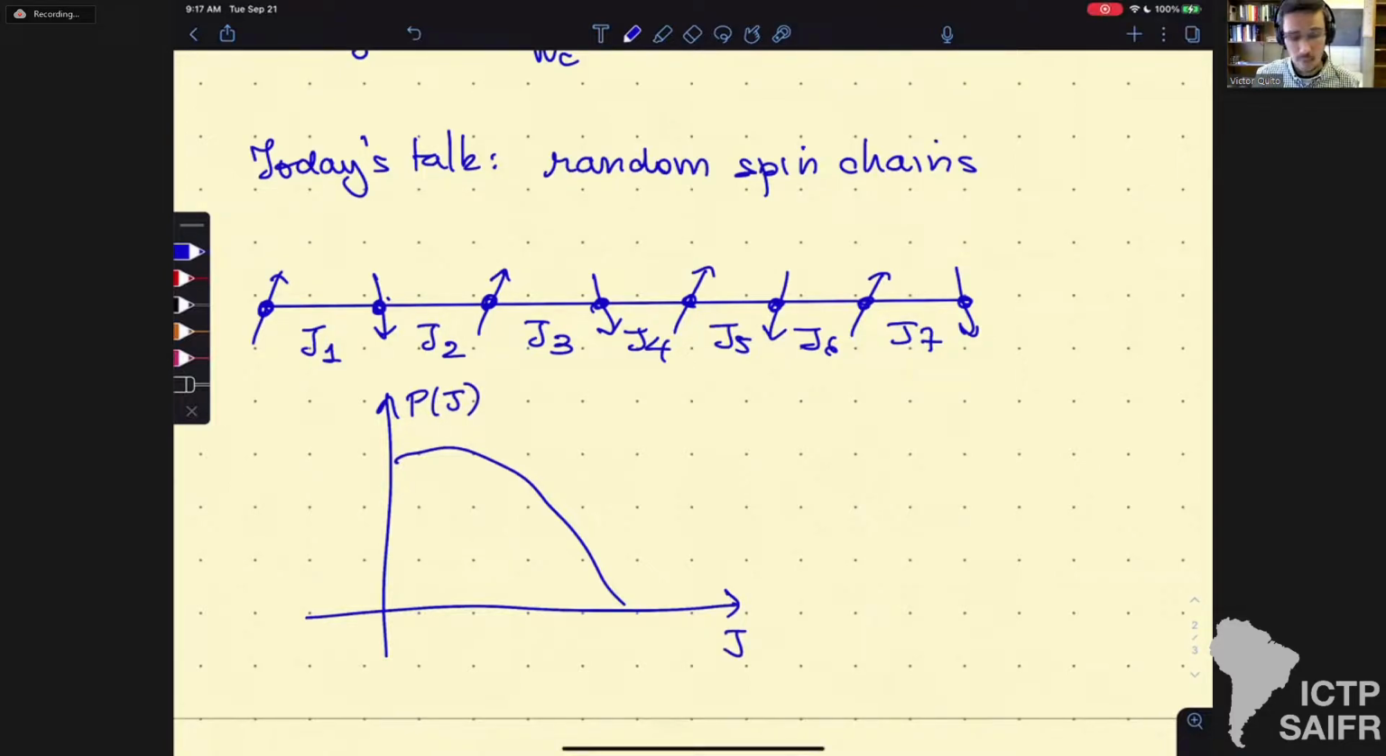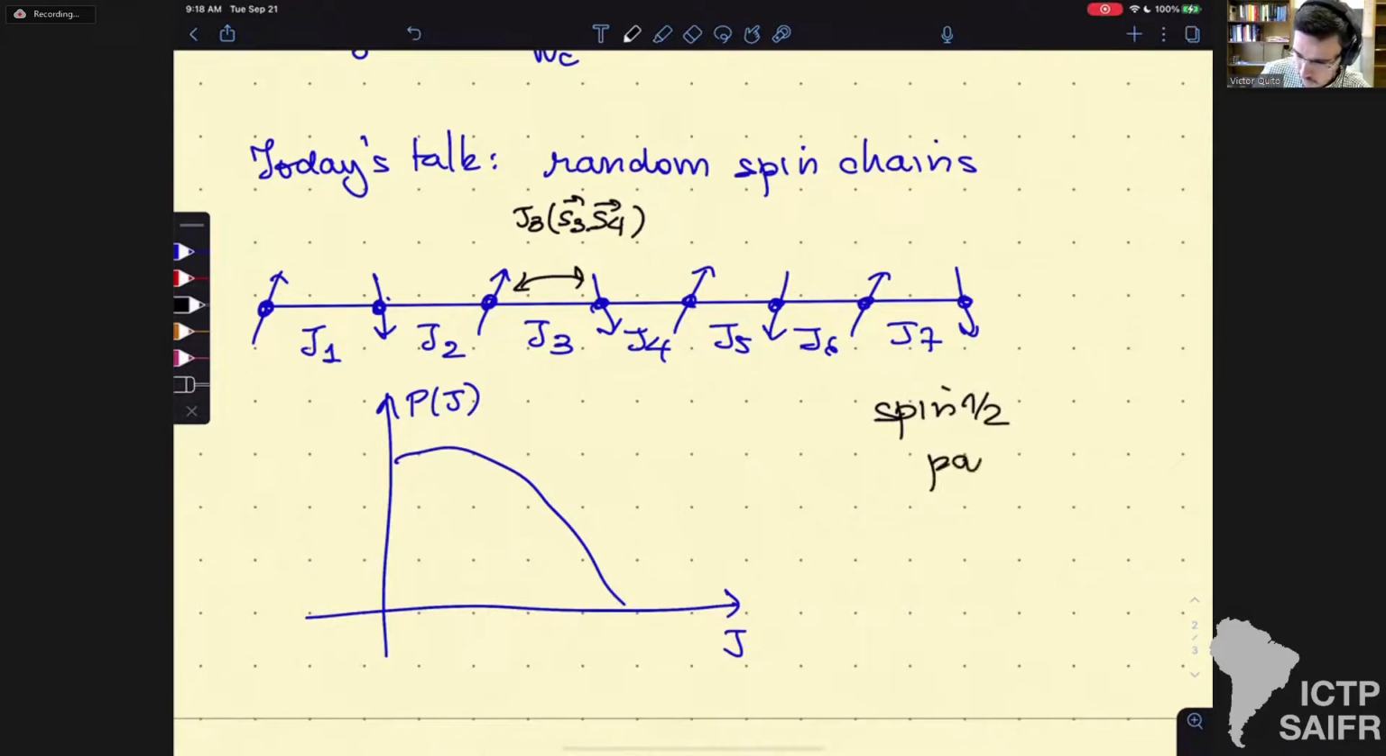And just to completely define the problem, the spins here interact with a Heisenberg type of term that is, for example, J3 S3 dot S4. Okay, and we'll assume for now these are spin 1/2 particles. So we just realize a chain by drawing all of these couplings from this probability distribution. We just choose random values. This is typically how we describe disordered systems, at least theoretically. We say we have a given distribution of couplings, and when we choose this collection of couplings, we say we have a realization of that disorder. So we just pick the random numbers.